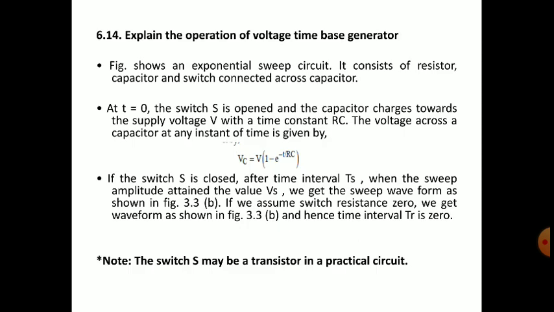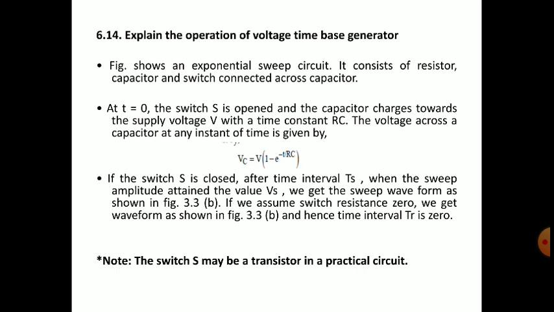Operation. Explain the operation of this voltage time base generator. The figure shows an exponential sweep circuit. It is not a linear variation because it is exponential, as in the formula V into (1 minus e power minus t by RC). It consists of a resistor, capacitor and a switch connected across the capacitor.